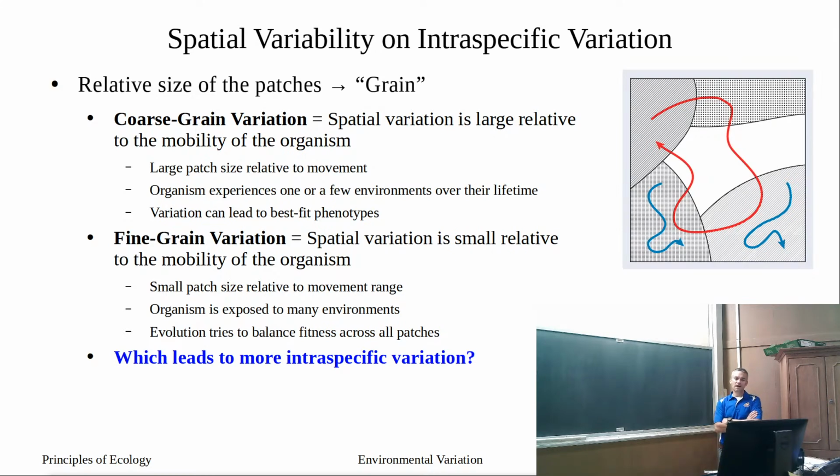All right, but coarse grain is very broad, and our organism then only sees one or a few habitat types in their lifetime, and the fine is very, very clear. And in this case, then, our organism is going to see many different habitat patches, not only through its lifetime, but probably on a daily basis.